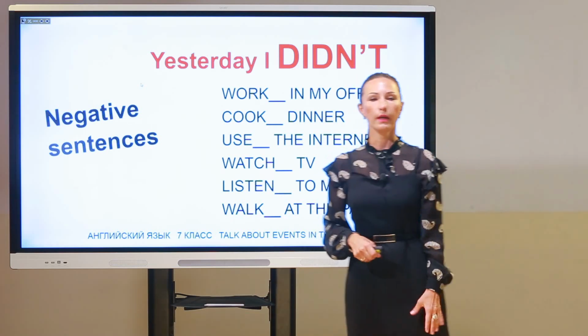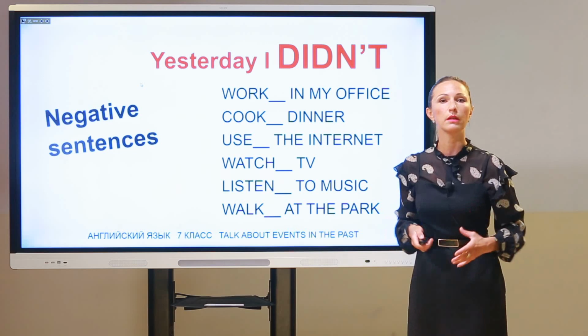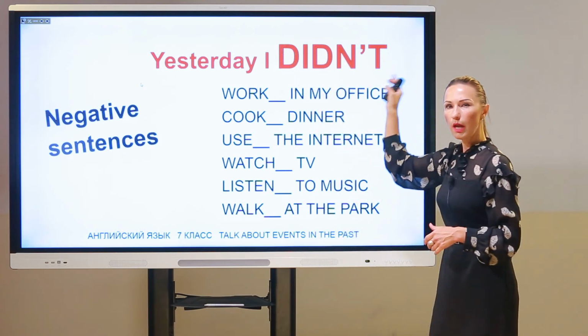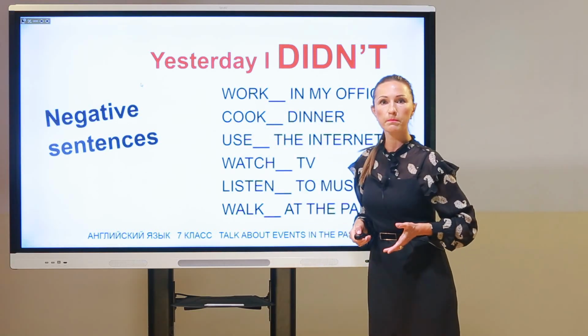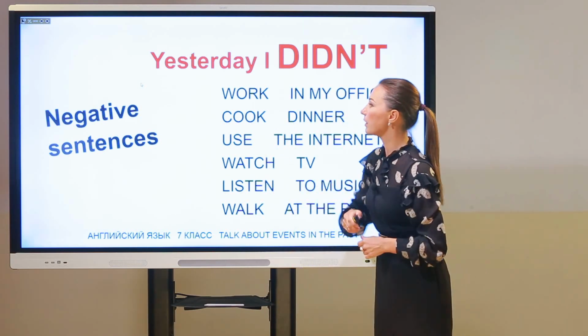Good, guys. And now, how to make negative sentences. To make a negative sentence, we use didn't. And what do you do with the verbs? Will you change them? Yes, you're absolutely right. We don't change this verb.